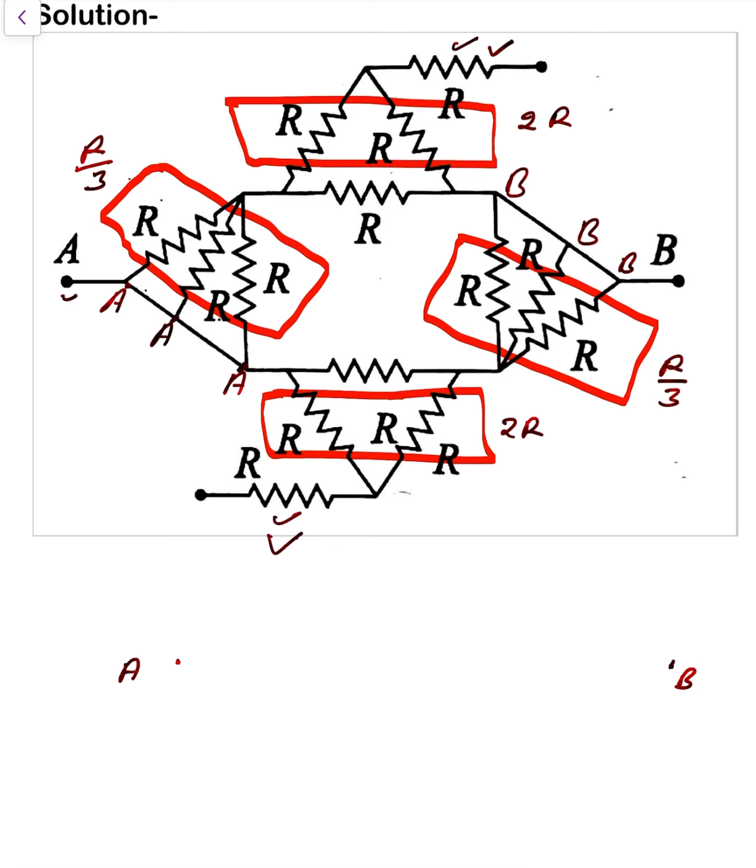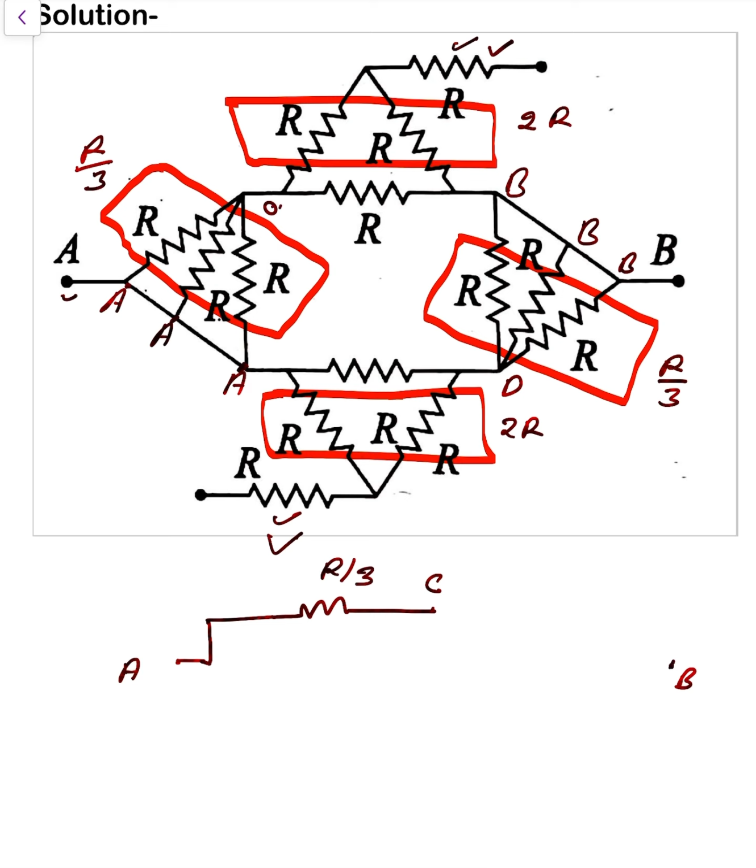Clear? Now we consider that point as C and that point as D. So first of all, draw A to C. Okay, that point is C. A to C is R by how much? R by 3.